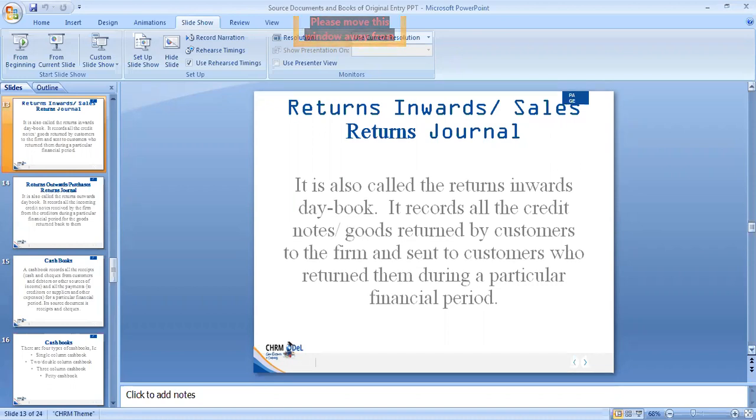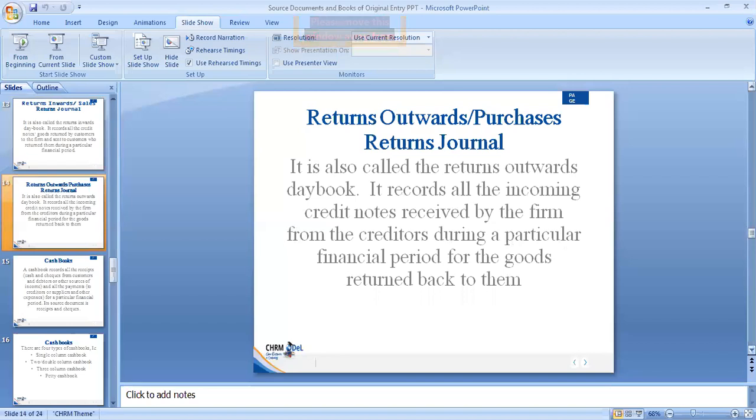And then we have what we call the return outwards journal, or the purchases returns journal. This journal is going to record all those goods that we bought from the suppliers, but because of one reason or another, we returned those goods to those same suppliers. So once we buy goods from maybe Upendo suppliers, and at a later date we return them to Upendo, the goods that we have returned are known as the purchases returns, because we had initially purchased them, but now we are returning them.